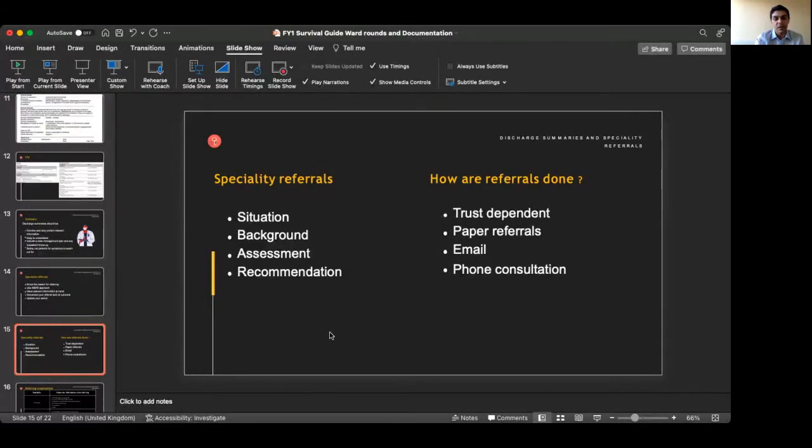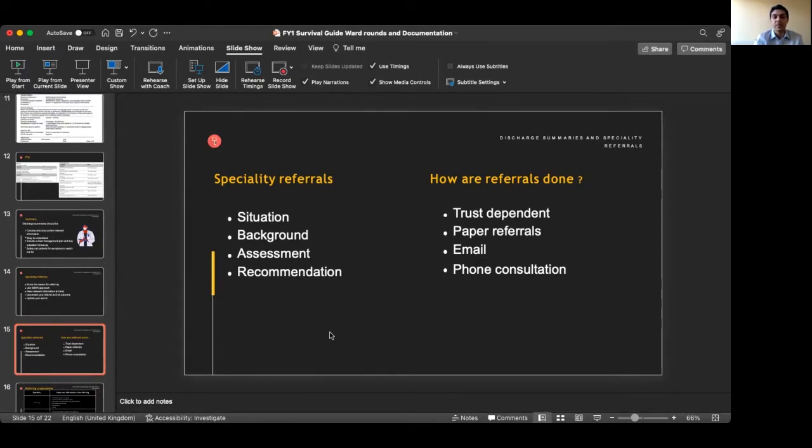The background is about this patient. So Mrs. X is a 78-year-old lady who presented following a fall, and a urine culture showed a growth of E. coli, for instance. Assessment: what did you find on assessing this patient? For instance, you can say this patient had suprapubic tenderness. And recommendation: what you think is going on, and what treatment plan you've started. For instance, you can say, we, the medical team, think this patient has a urinary tract infection, so we've started her on antibiotics for the urinary tract infection.